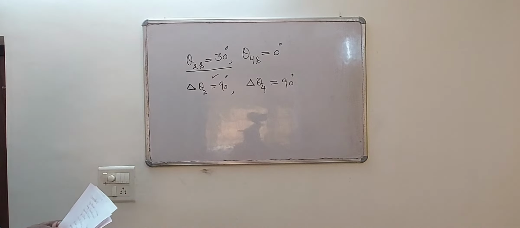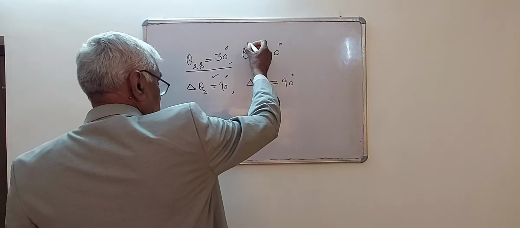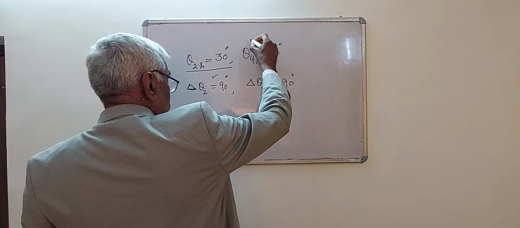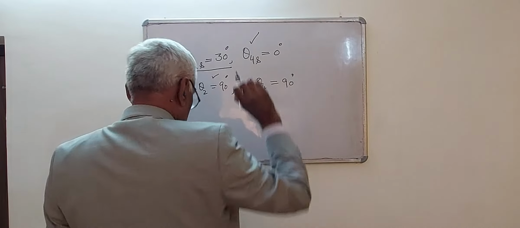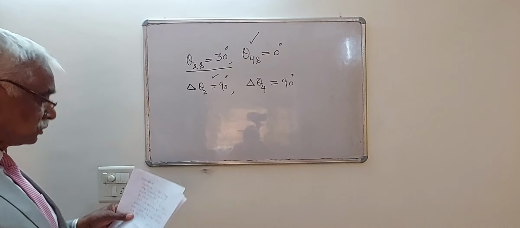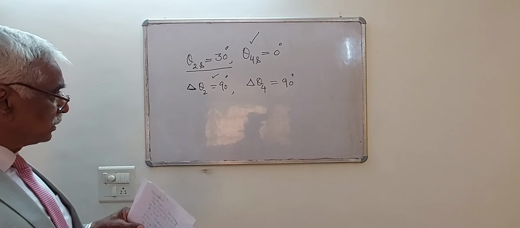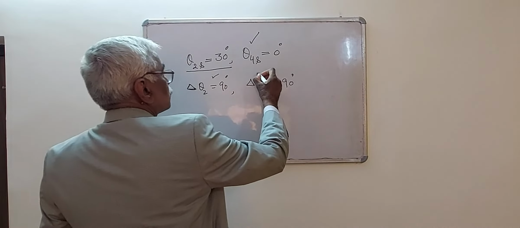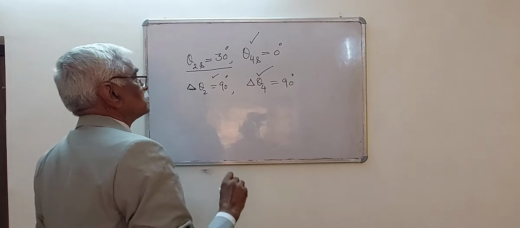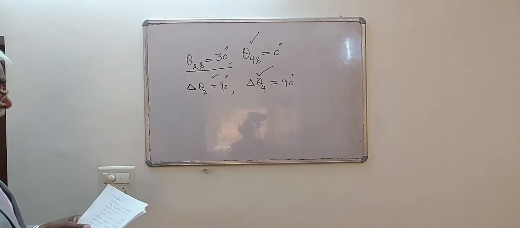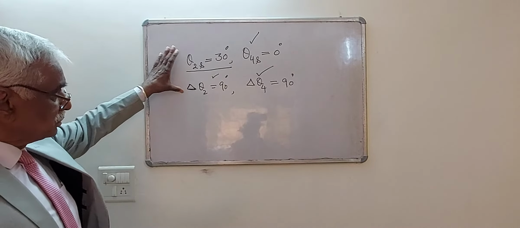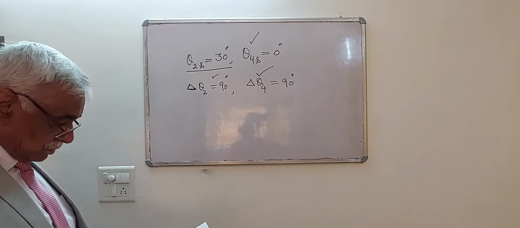Now, take output crank angle from 0. Starting of the crank, output crank theta 4 is 0. It is written in the numerical itself. Take output crank angle from 0 to 90. That is the range, 0 to 90. Delta theta 4 is 90 degree. It is given in the numerical problem itself, in the question itself.